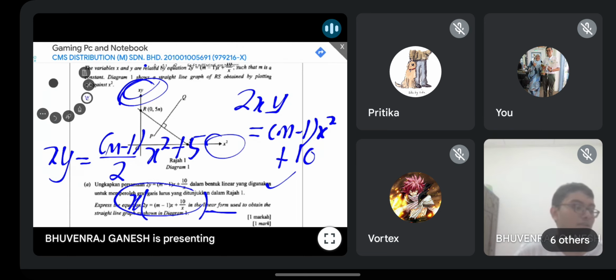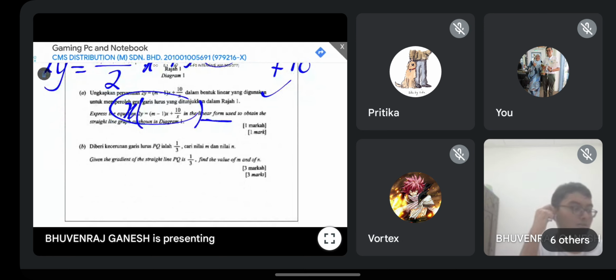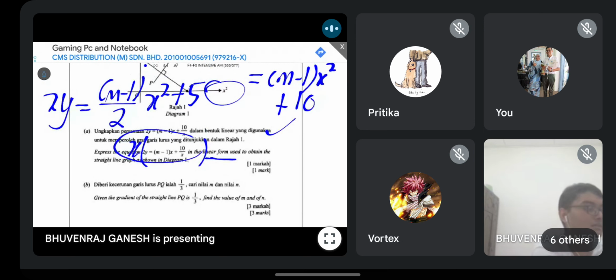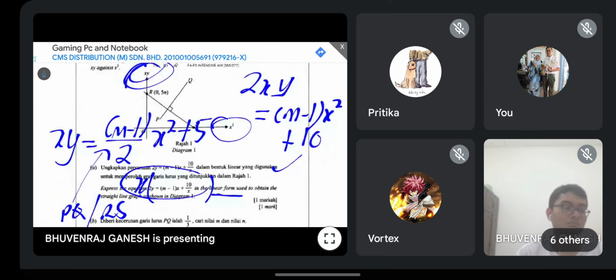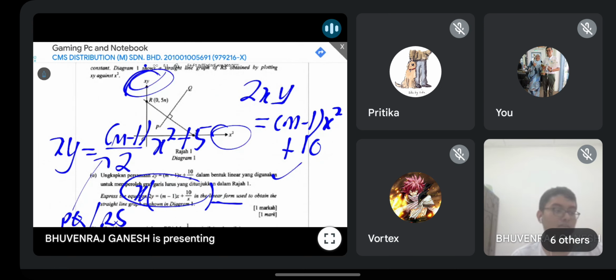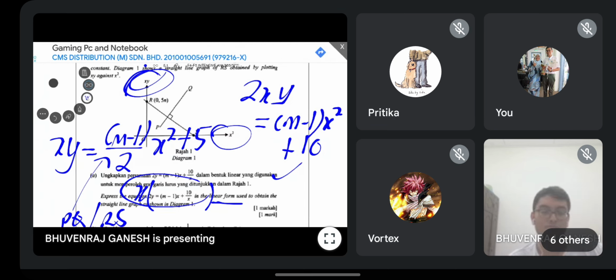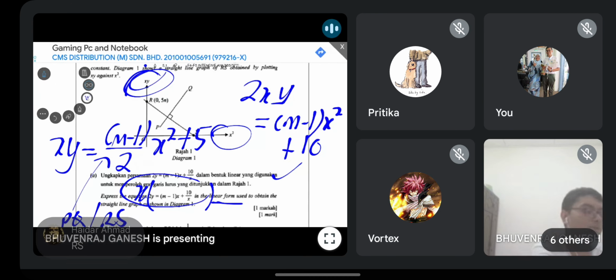Okay, and then part B is the one that involves coordinate geometry a bit. So now guys, can I ask you, does this equation represent PQ or RS? Can anyone tell me? Persamaan ini, does it represent PQ or RS actually? If you try to see the y-intercept, I think you can get a clue. So does this line belong to PQ or RS? This equation over here.